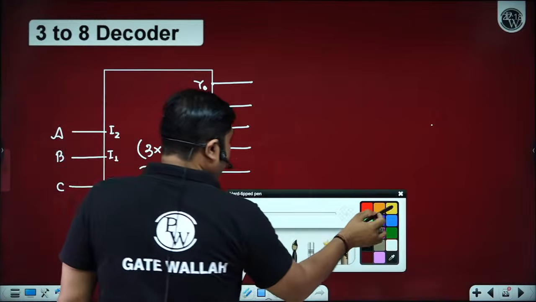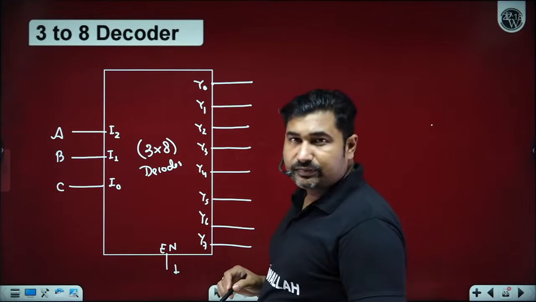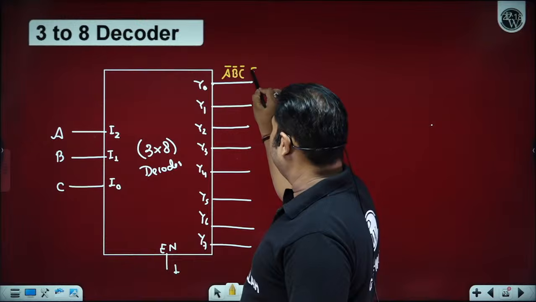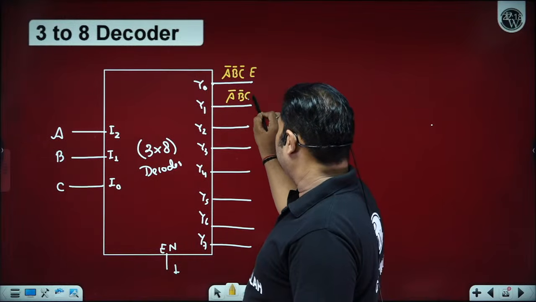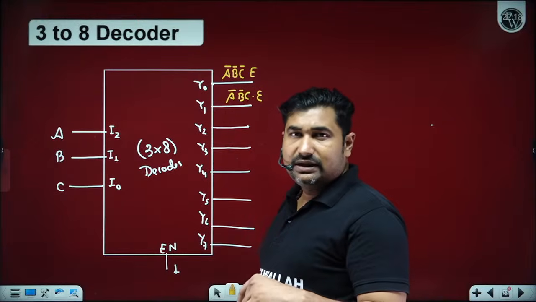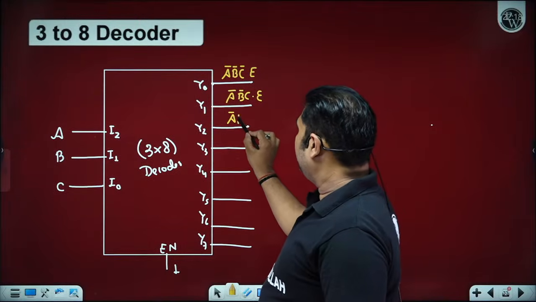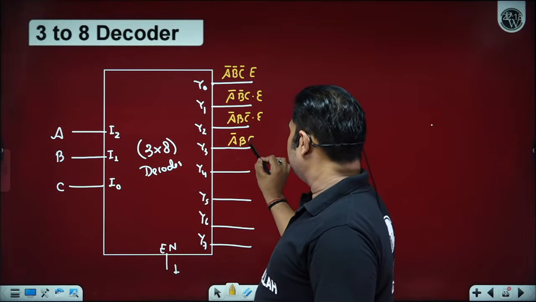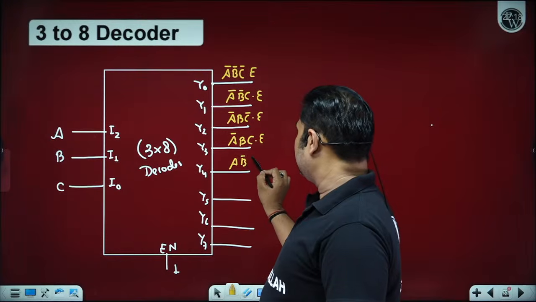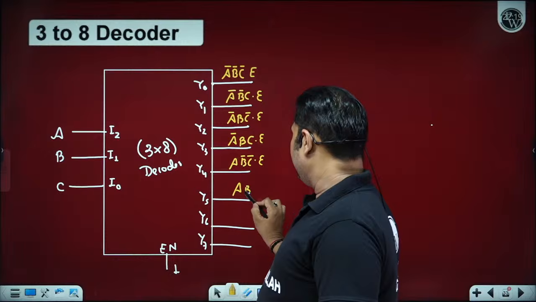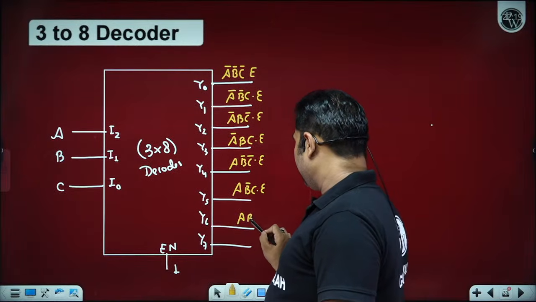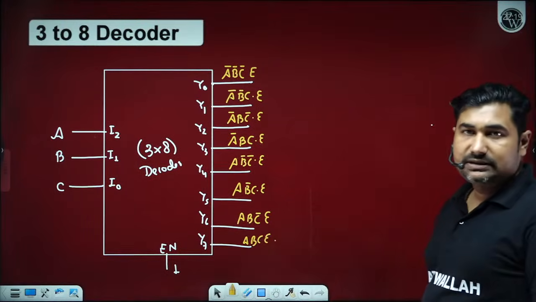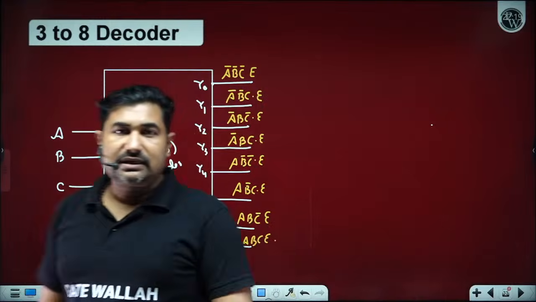So what is the output we are getting? Enable is multiplied to all. We all can see, and we have A, B, C. So A bar, B bar, C bar enable. A bar, B bar, C enable. If the binary of 1 appears, then the Y1 pin will become logic 1. A bar, B, C bar enable. A bar, B, C enable. A, B bar, C bar enable. A, B bar, C enable. A, B, C bar enable. A, B, C enable. How many of you are able to understand, beta ji? Great. So all of you can see the internal circuitry as well.